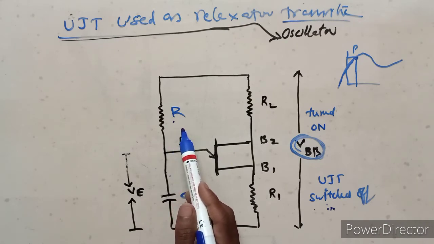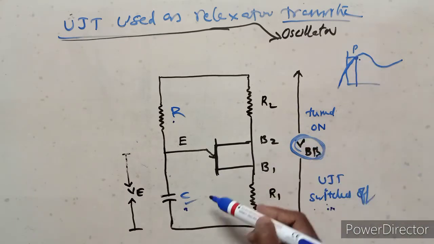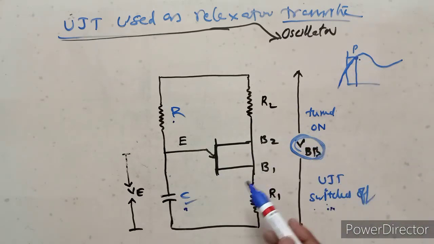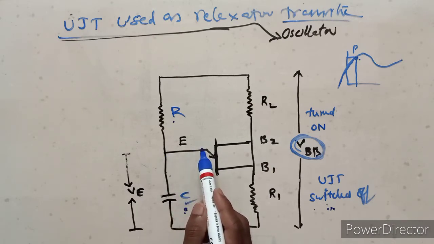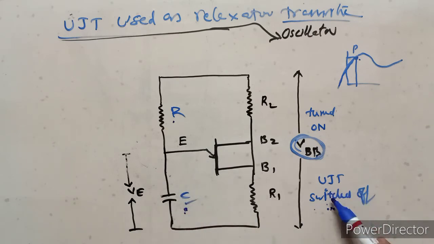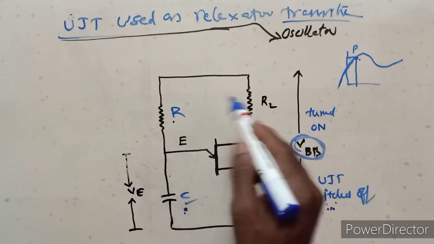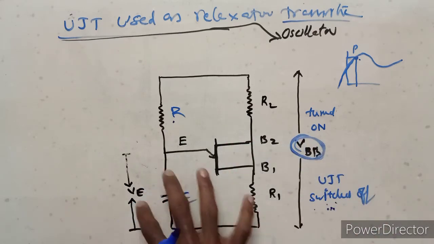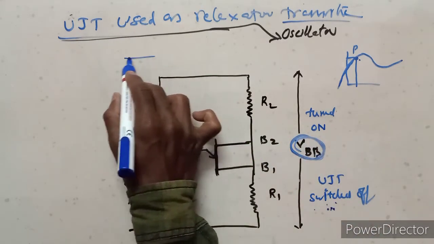During that charging period, the voltage across the capacitor rises to the peak point. At that time the UJT switches to low resistance and the capacitor discharges. As the capacitor discharges, the capacitor voltage falls to 0 and the emitter current stops. When the emitter current stops, the UJT is switched off and the next cycle begins. So this is periodic, so this is the oscillator.